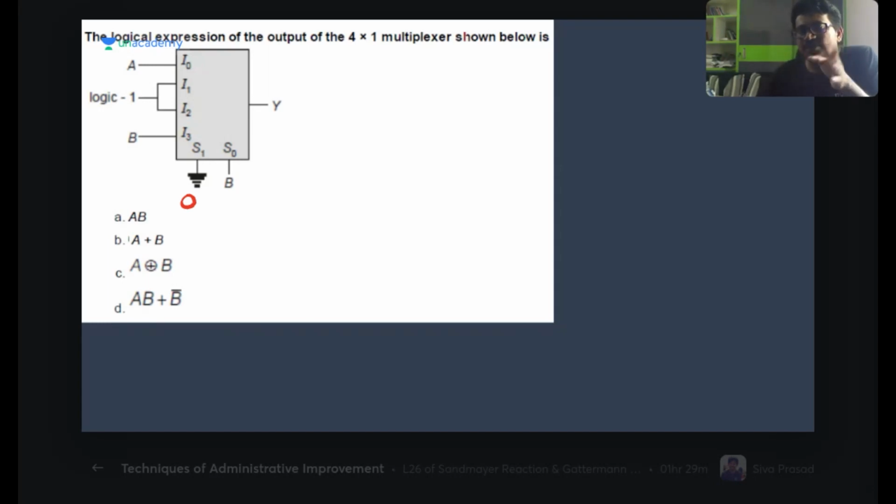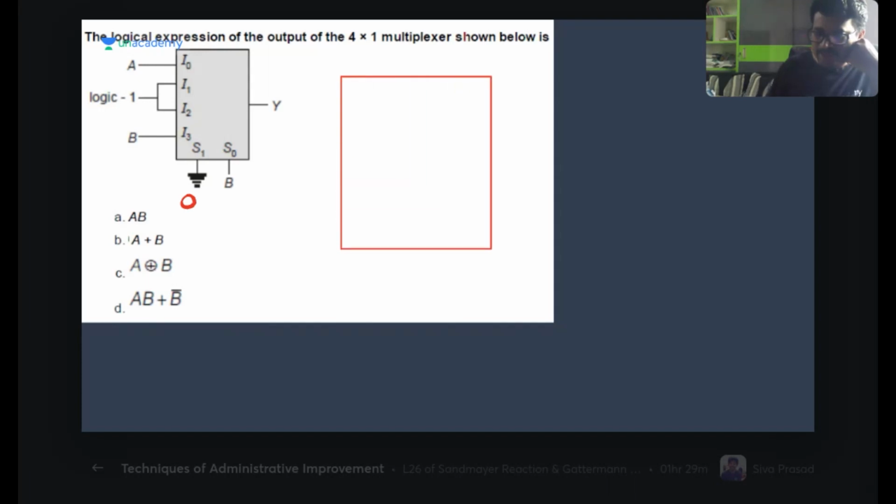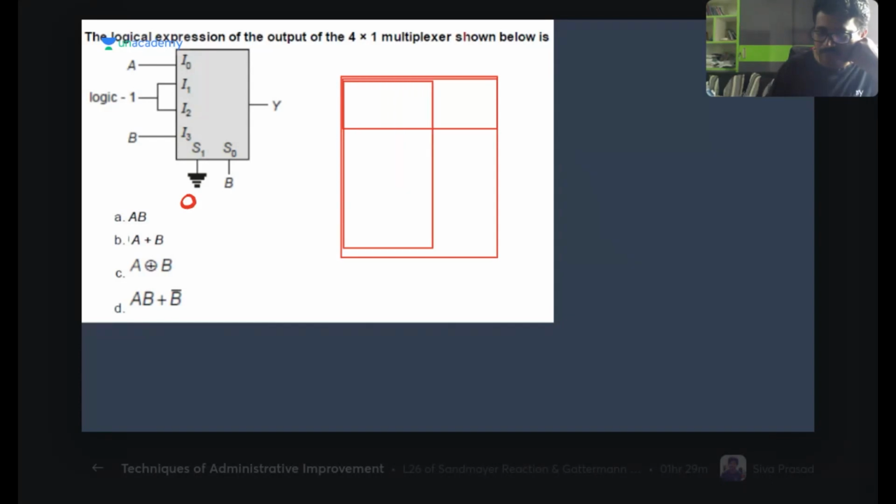Isn't it? S1 is always fixed. There are no other combinations. So what are the possibilities that will happen here? If you draw the table, it could be like this. Now here this is S1 and this is S0 and this is the output Y. Now you tell me, S1 value 0, S0 value 0 maybe.